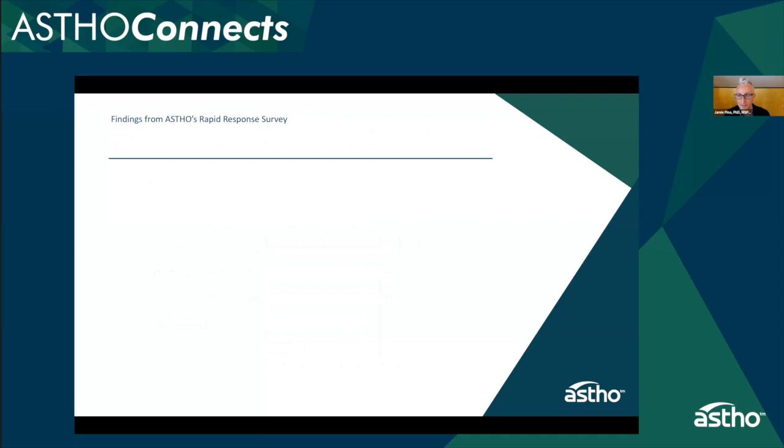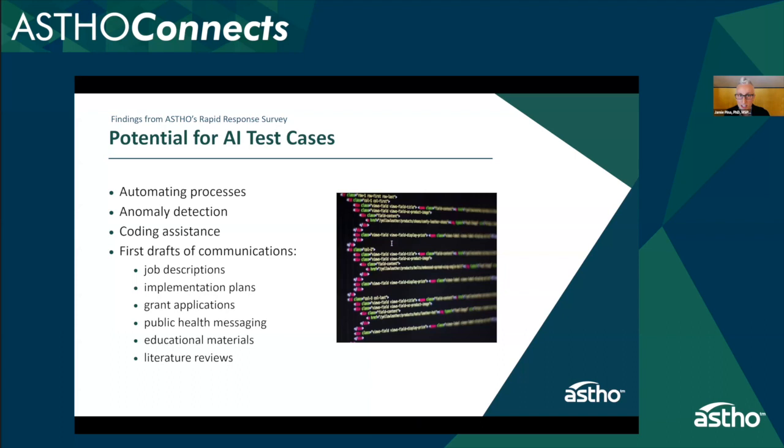We asked our respondents if they had any ideas for potential use cases for artificially intelligent tools. And these are the things that they noted. They believe that AI tools could help with automating various processes that they take part in. A lot of this had to do with productivity tasks. They also noted the detection of anomalies in large data sets.